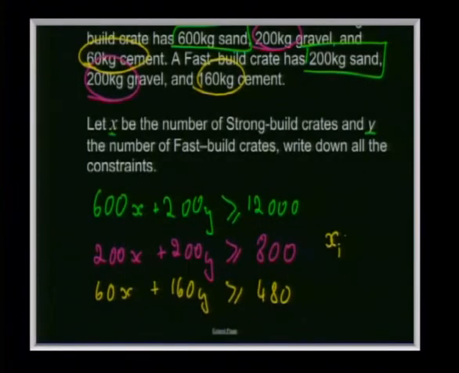Some of you have heard of implicit constraints, constraints that are implied within the situation. Have a look at this situation. Could you go into the hardware store and buy half a crate of Strongbuild? No, it's pre-packed. That's why it's probably cheaper. That's why the hardware store made it that way. So in this case, both my x and my y have to be elements of the whole numbers. I can buy none, I can buy as many as I like, but I've got to buy in units. And those are my constraints.